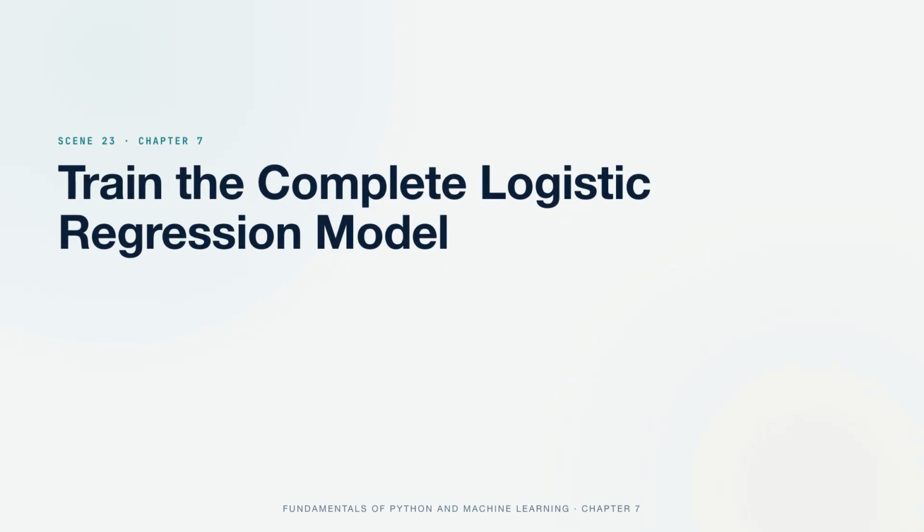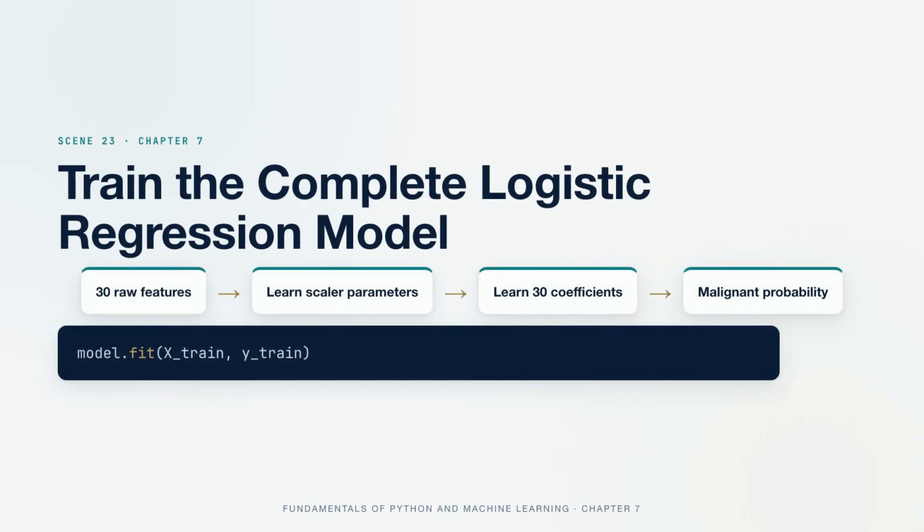We now train the complete model using all 30 features. The pipeline first learns the mean and standard deviation of each training feature. It transforms the training data and passes the standardized values to logistic regression. The classifier then learns an intercept and one coefficient for each feature. The model combines all feature contributions into a linear score and converts that score into a malignant probability using the logistic function. After fitting, the pipeline is ready to generate probabilities and class predictions for the unseen test set.